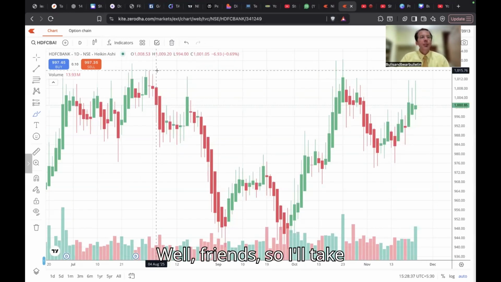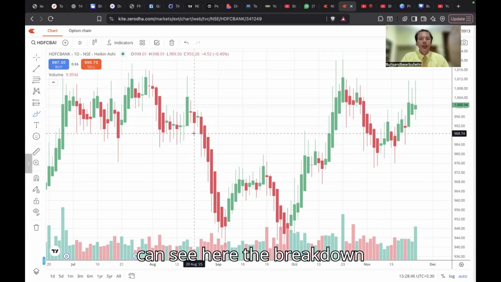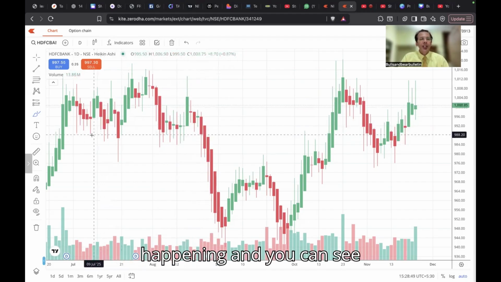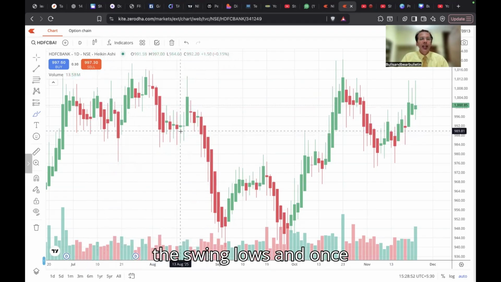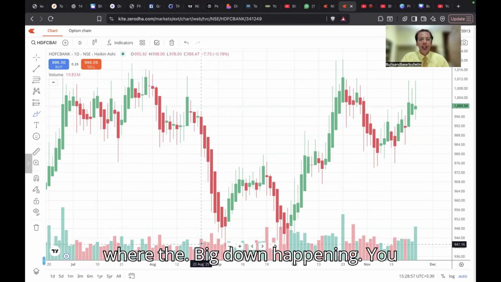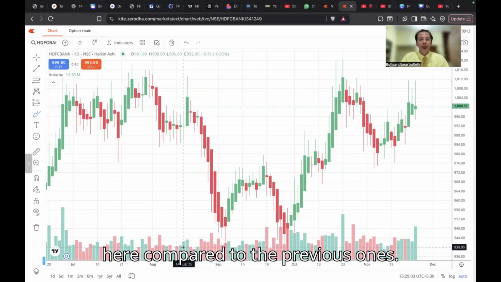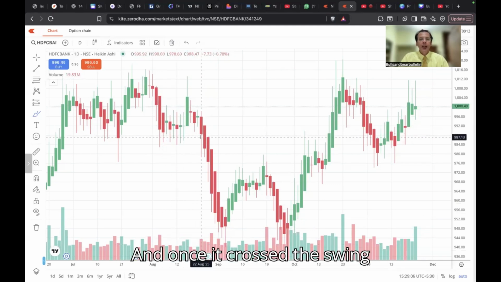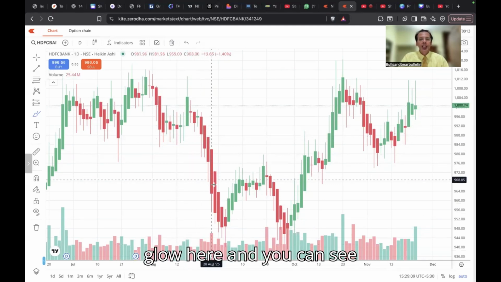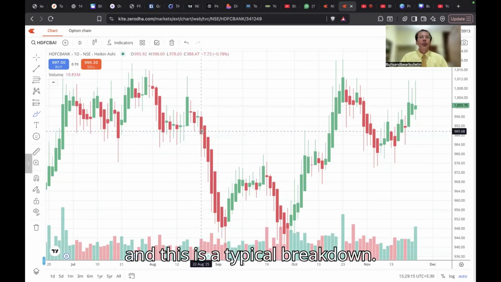Well, friends, I'll take the example of HDFC Bank for the breakdown. You can see the breakdown happening, and you can see the swing lows. Once this broke, this is where the breakdown happens. You can see volume confirmation with a couple of big candles compared to the previous ones. And once it crossed the swing low here, you can see a continuation of the downward movement. And this is a typical breakdown you can see on a stock.